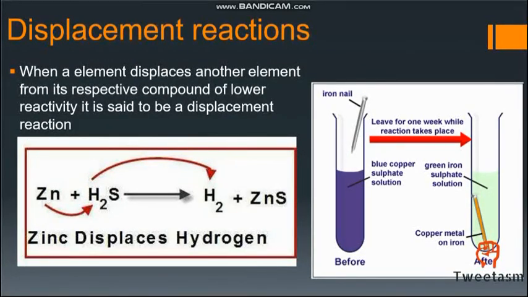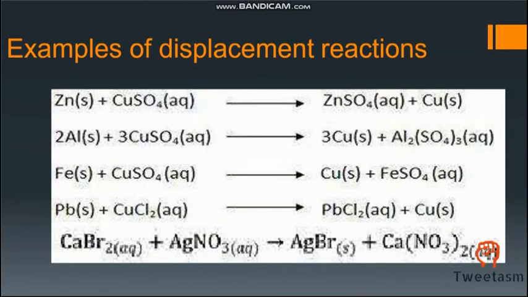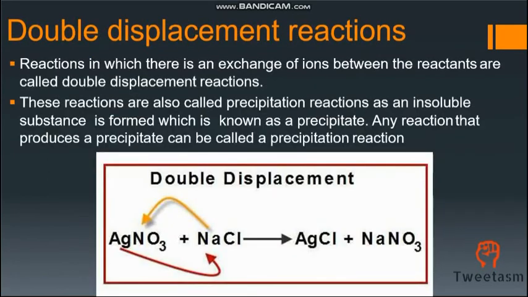A displacement reaction is one in which an element displaces another element from its compound. It is said to be a displacement reaction. For examples of displacement reactions, you can pause the video and see this. A double displacement reaction is one in which there is an exchange of ions between the reactants. These reactions are called precipitation reactions, as an insoluble substance is formed, which is known as a precipitate. Any reaction that produces a precipitate can be called a precipitation reaction. You can see the double displacement reaction.